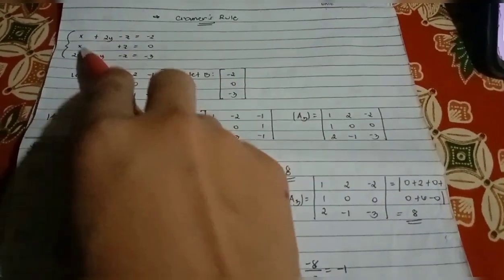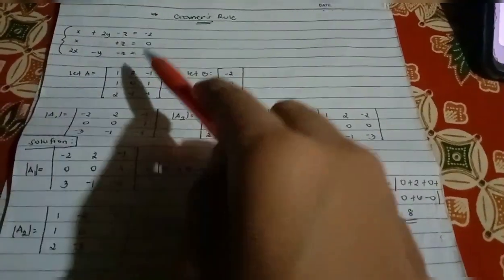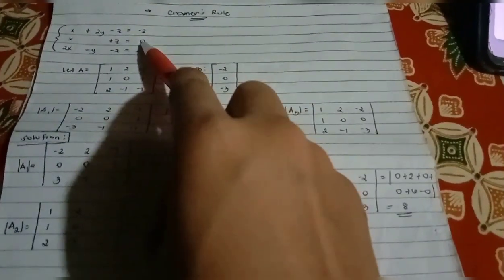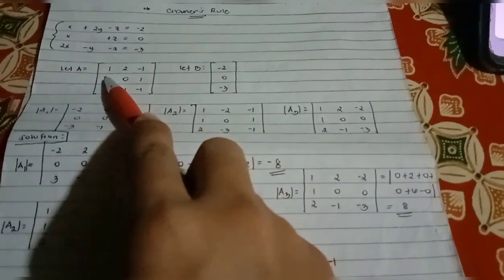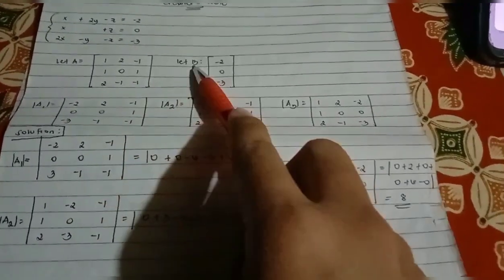So as you can see in this problem, we need to write the coefficients of this problem. So 1, 2, negative 1, 1, 0, 1, 2, negative 1, and then negative 1. And then on this side, negative 2, 0, and then negative 3.